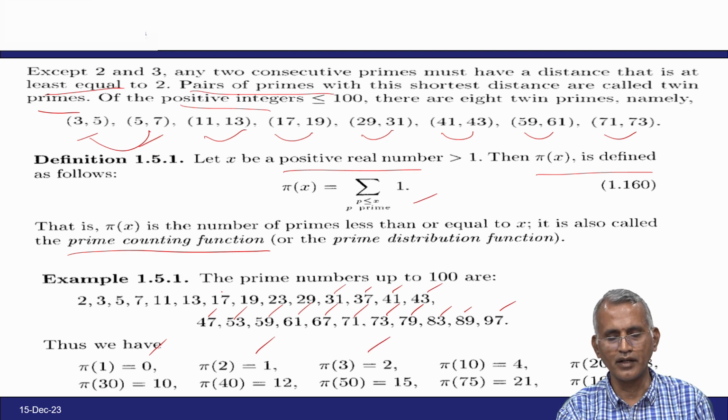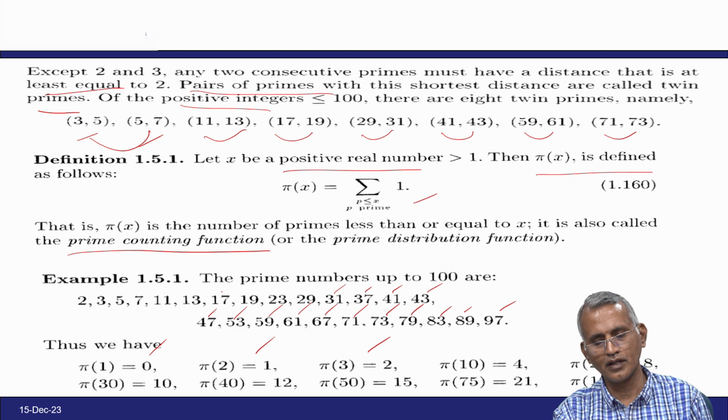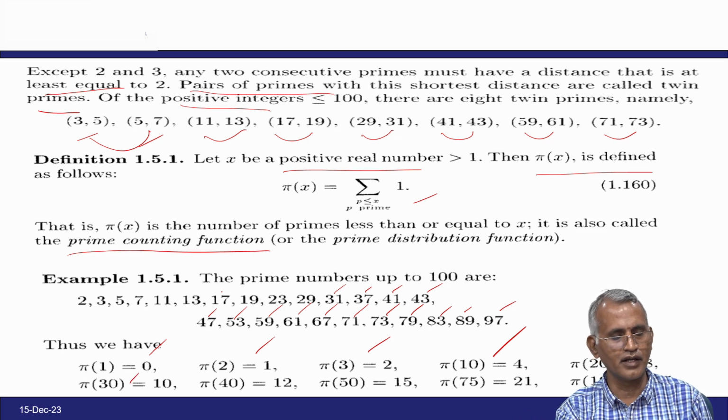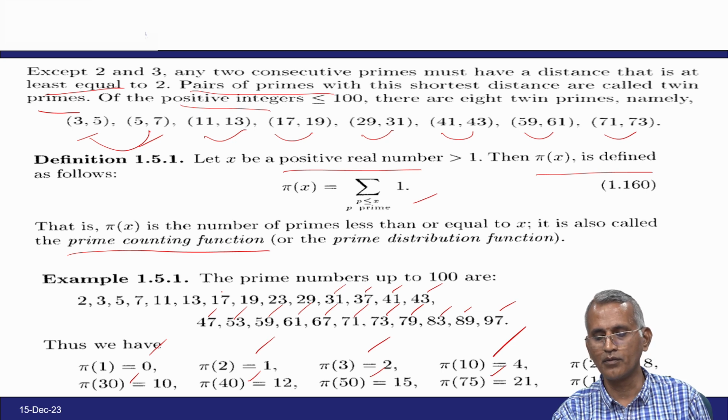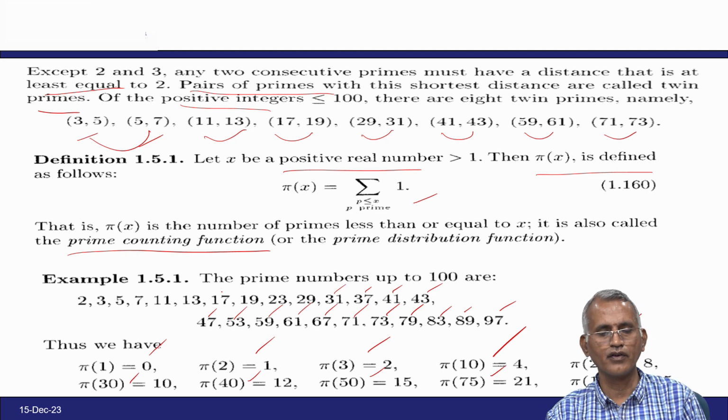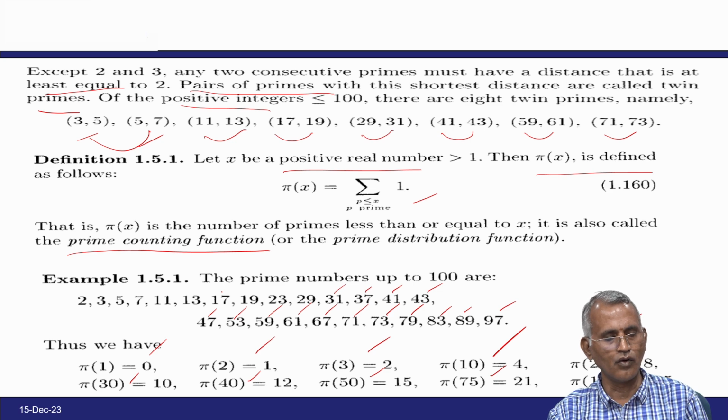Pi of 10 you take it. So, 1 is not prime, 2 is a prime, 3 is a prime, 5 is a prime, 7 is a prime, total is 4 numbers. Pi of 20 is 8, pi of 30 is 10, pi of 40 is 12, pi of 50 is 15, pi of 75 is 21, pi of 100 is 25 numbers. So, like that we can calculate the prime distribution function between one number and another.